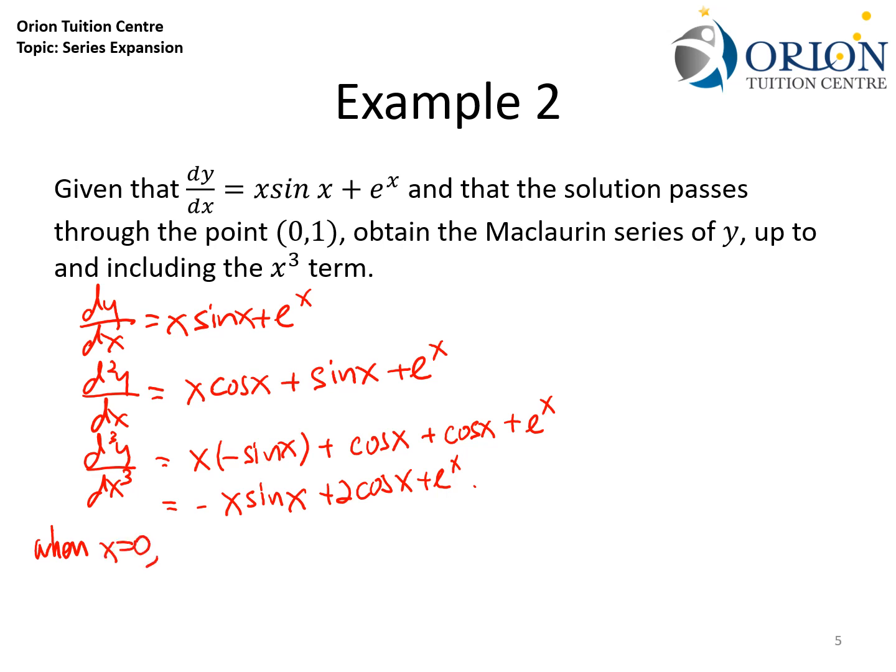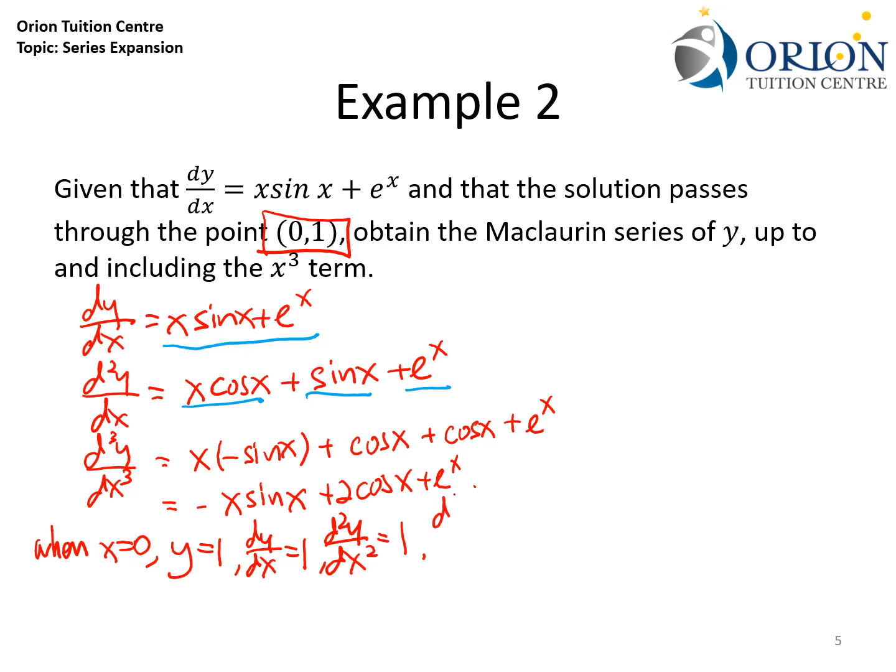When x equals 0, I get y equals 1. This is given from the question. Next, dy/dx, if I substitute x equals 0, I will end up with 1. For d2y/dx squared, this term becomes 0, this term becomes 0, and I'm left with e to the power of 0, which is 1. And finally, for d3y/dx cubed, this first term becomes 0, 2 cosine x becomes 2 because cosine 0 is 1, and e to the power of 0 is 1, and therefore I get 3 for my third derivative.